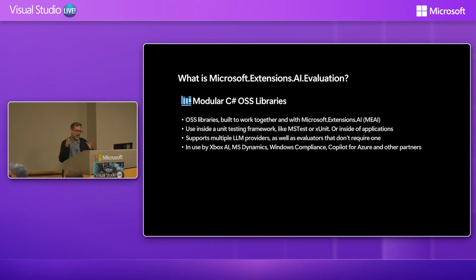It's kind of meta on how these things work, but you can go in and see it. These you can use inside unit testing, which is why you're all here. We can put them into unit tests, but you can also pop them into your regular applications and use them at runtime too to evaluate how things are going. It works with pretty much any of the LLM providers you can imagine. And here at Microsoft, people are using it, including Xbox, Windows, and Copilot for Azure. So that's cool. It is being used in production now.